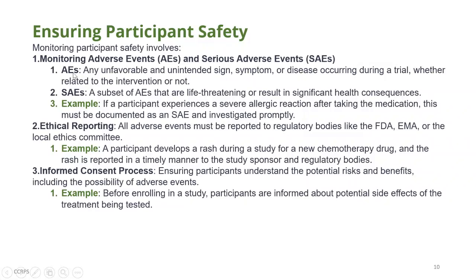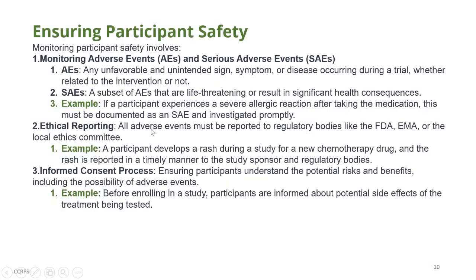AEs are any unfavorable and unintended sign, symptom, or disease occurring during a trial, whether related to the intervention or not. Serious adverse events, SAEs, are a subset of AEs that are life-threatening or result in significant health consequences. Example: if a participant experiences a severe allergic reaction after taking the medication, this must be documented as an SAE, serious adverse event, and investigated promptly.